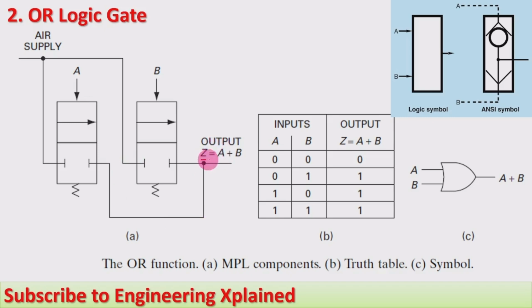The output is represented as A plus B. A plus B means that if any one is a higher value, that higher value is what we are going to get from it.